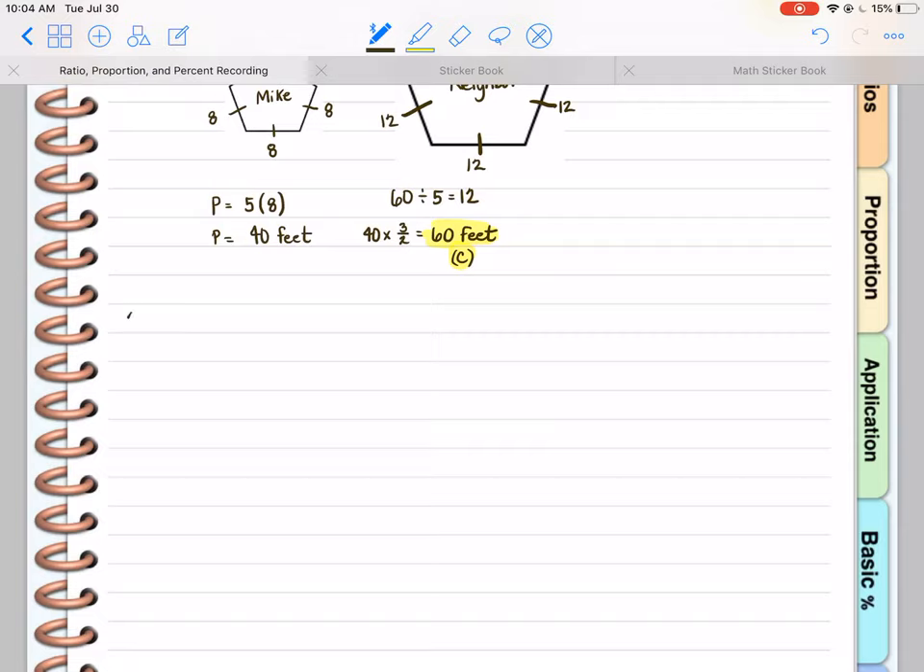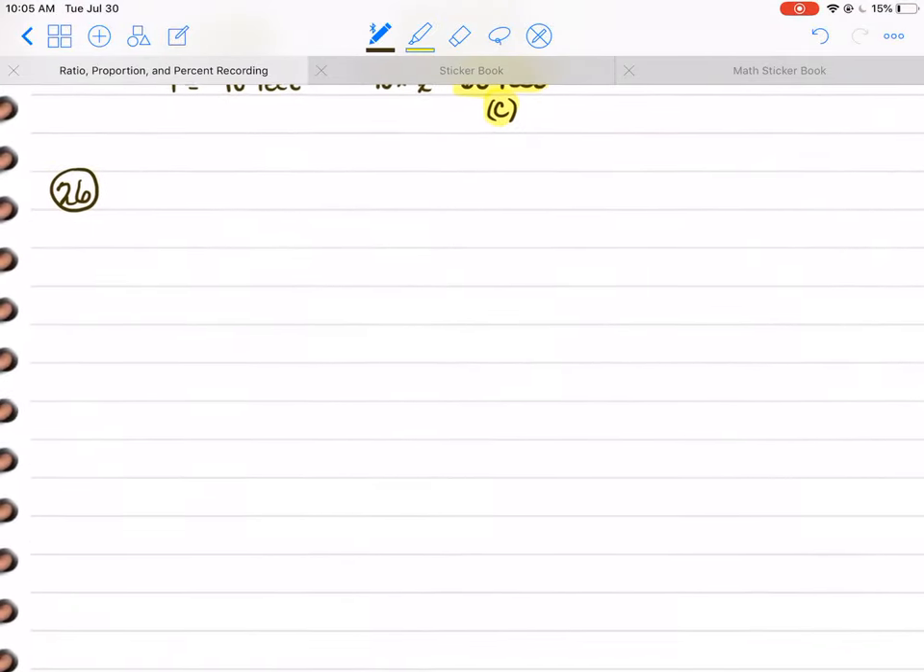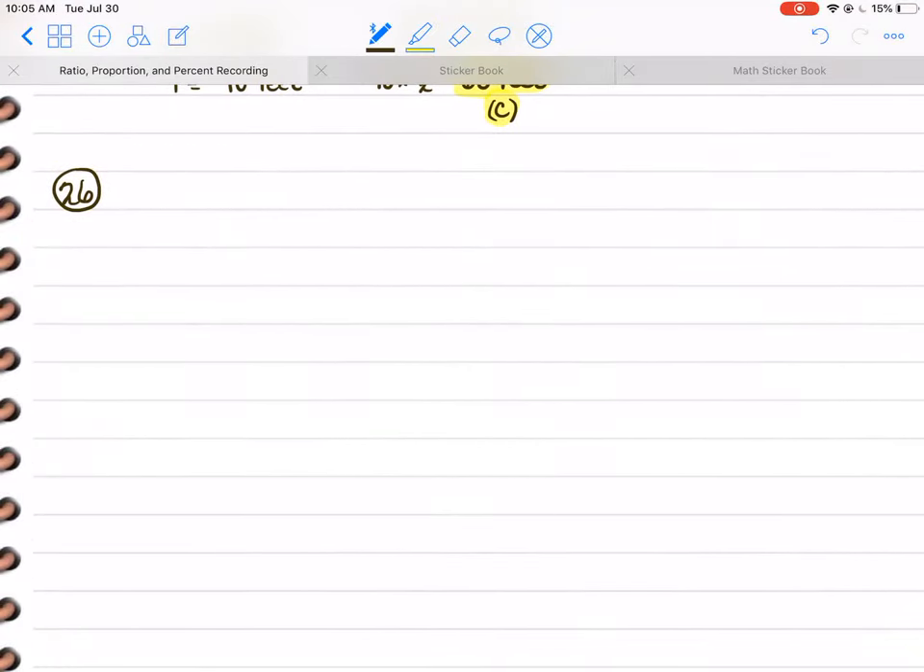Number 26. A wall in a new house has a height of 17 feet and a width of 19 feet. In a photo of the house, the wall is 0.5 foot, or half a foot. What is the scale factor of the photo compared to the actual wall?